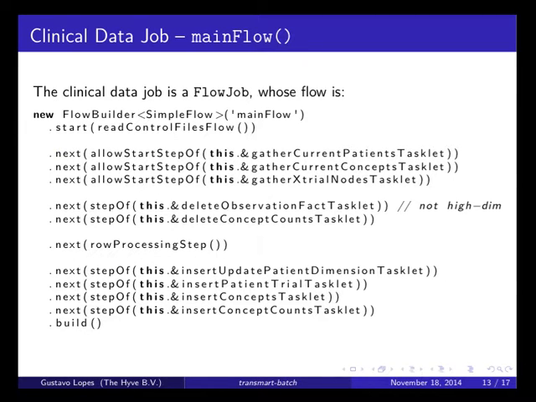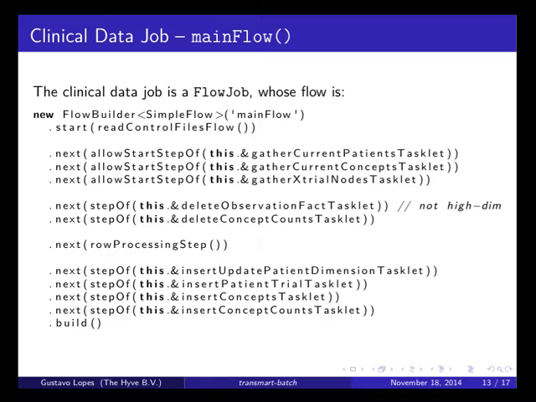This is what the main flow for the clinical data looks like. We start by reading the control file, so word mapping, column mapping, and cross trial mappings. Then we read the current state in the database. So we gather current patients, current concepts, and current X trial nodes.